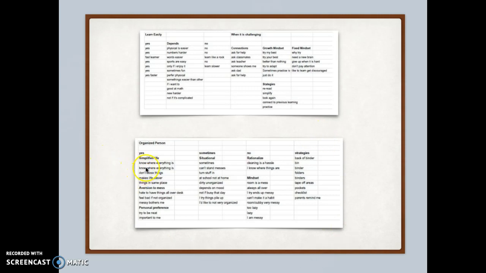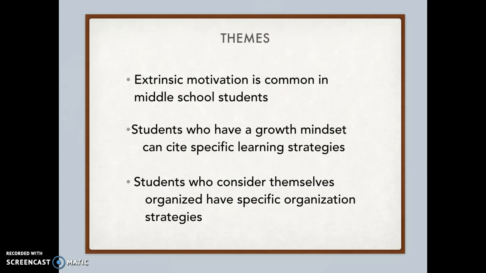And what you can see here is that the students understand the benefits of being organized, and they have pretty strong opinions about whether or not they are organized people. So the common themes that I found within my research was that extrinsic motivation is extremely common in middle school students. No surprise there. Students who have a growth mindset can cite specific learning strategies that they use. And students who consider themselves organized also have specific organizational strategies.